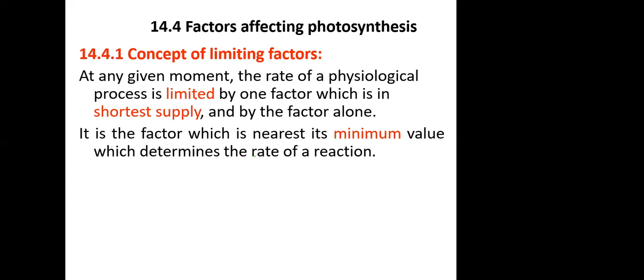So the speed at which the house will be constructed is dictated by the number of builders, since they are very few. When you increase the number of builders, then the work goes faster. So it means that the builders were limiting the rate at which the work was going.